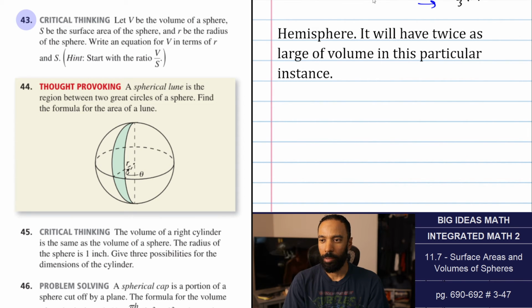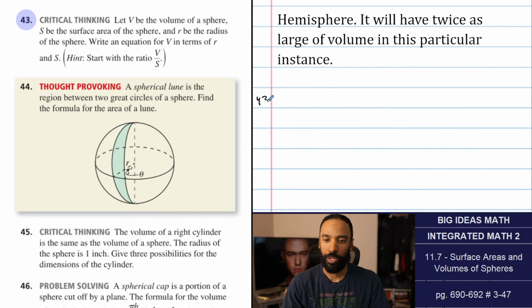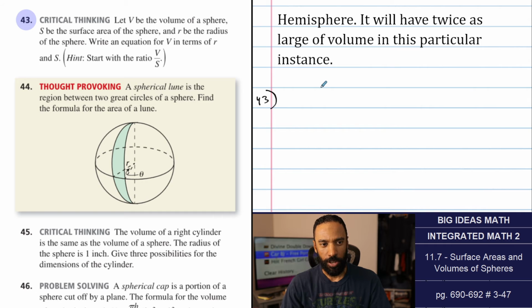All right, 5 more problems. They're probably the longest ones. Let's see. Critical thinking. Oh, yeah, probably. Number 43. Let V be the volume of a sphere, S be the surface area of the sphere, and R be the radius of the sphere. Write an equation for V in terms of R and S. Hint, start with the ratio V over S.